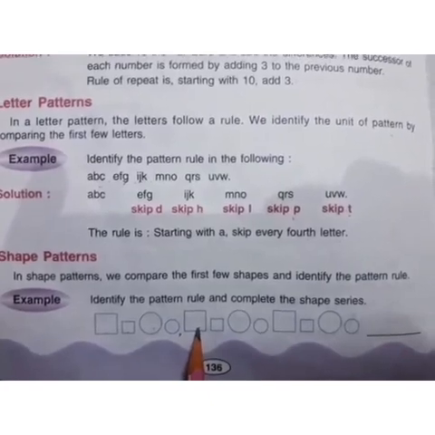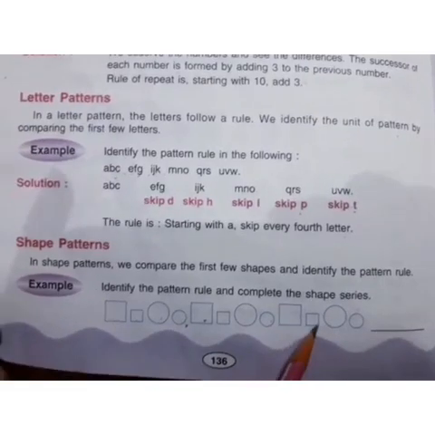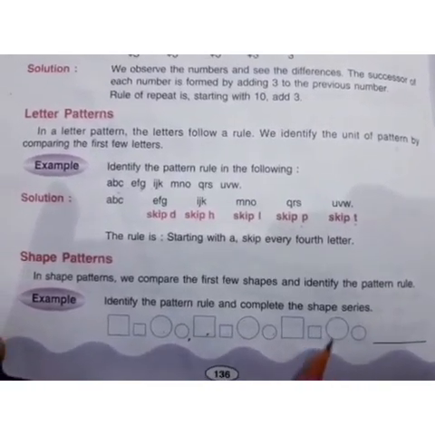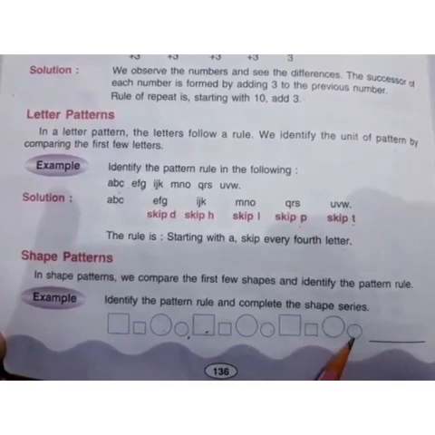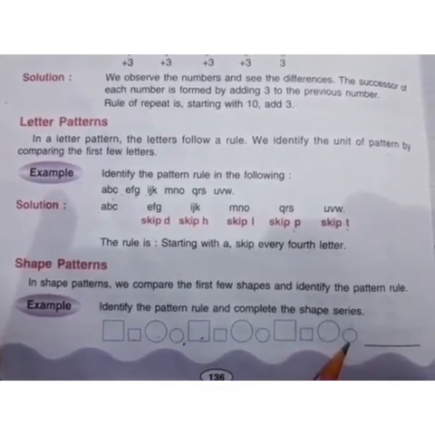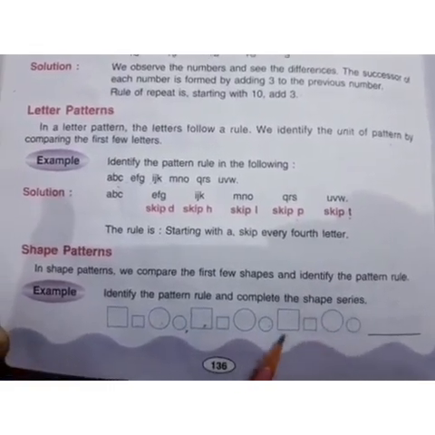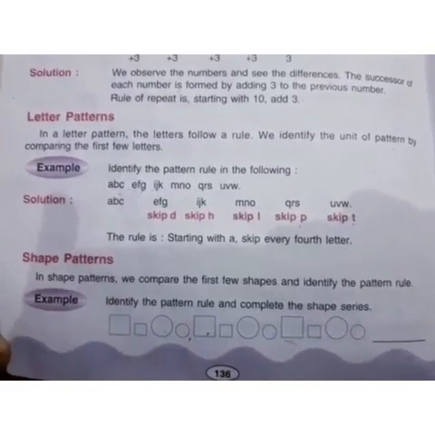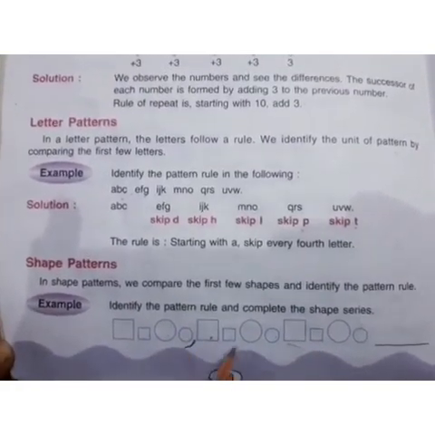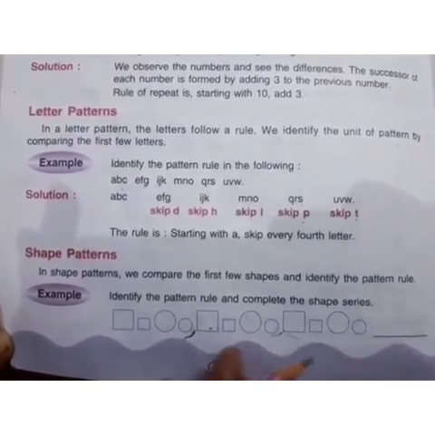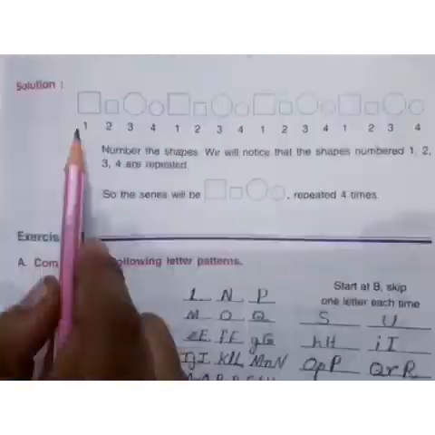It is repeating: big square, big circle, small circle. Here again it is repeating. Here big circle, big square, big circle and a small circle. So what will the next one be? The same, we will repeat this 4. Here 4, 4, it is repeating. Now let us see the solution from the next page.